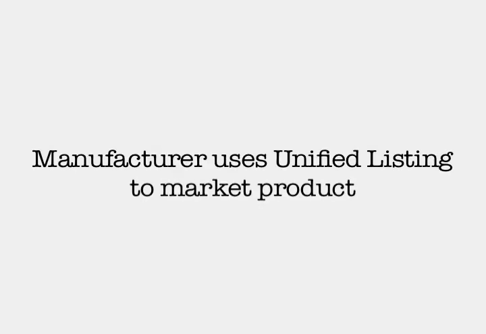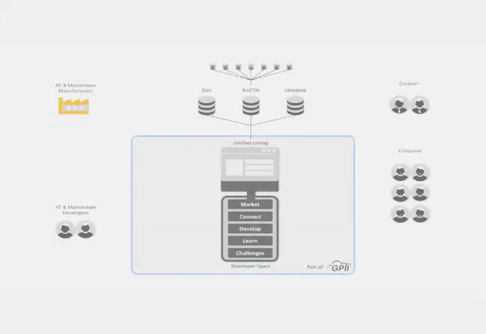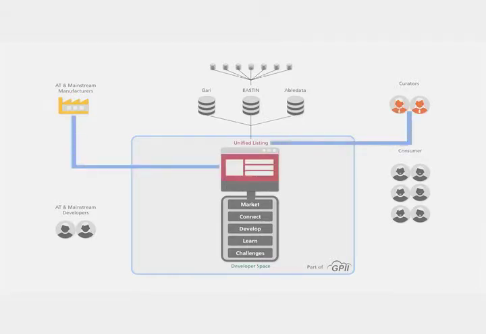Manufacturer uses unified listing to market product. Now let's talk about manufacturers who wish to add a new product to the unified listing. The manufacturer fills out a simple form to provide the curators with basic information and a link to the manufacturer's product page. When a manufacturer adds a new product, it instantly goes out and is included in the appropriate databases depending upon whether it's a mainstream database or an assistive technology.